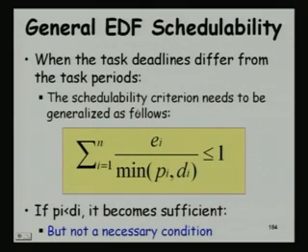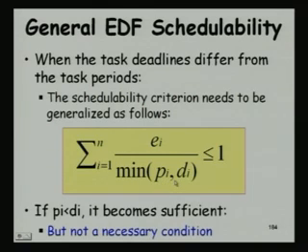We had seen the situation where the period and the deadline were the same, but we can sometimes have a situation where the task period is different from its deadline, and then we need to generalize our earlier expression, that is sigma ei by pi less than 1, we have to make it sigma ei by minimum of pi, di.